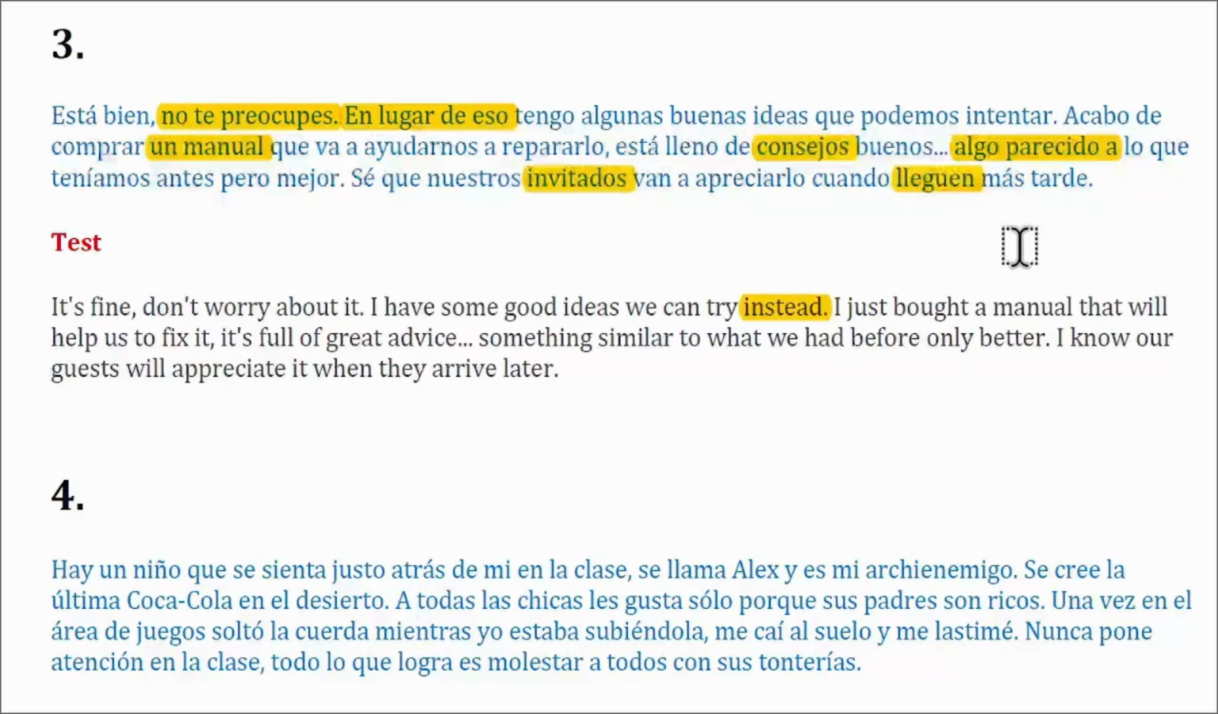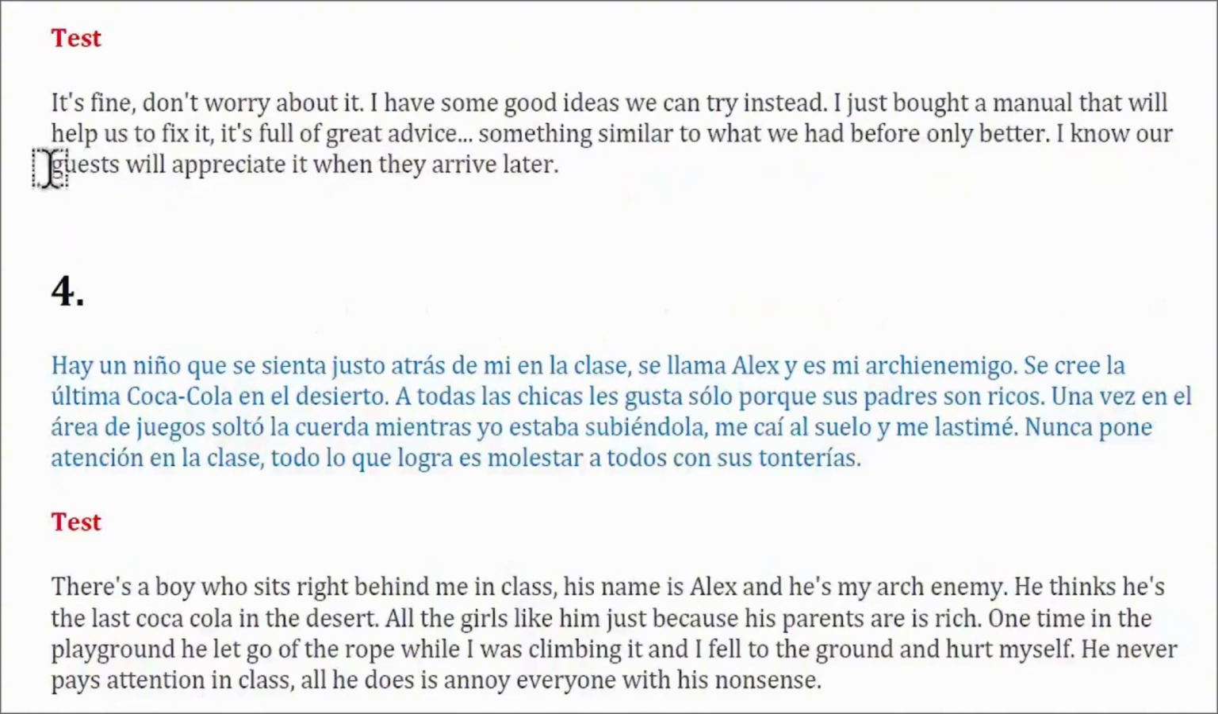So just as before, take what you need from it, and then you can come back and try to translate the English back into Spanish. Let's try to do that now. Está bien, no te preocupes. En lugar de eso, tengo algunas buenas ideas que podemos intentar. Acabo de comprar un manual que va a ayudarnos a repararlo.